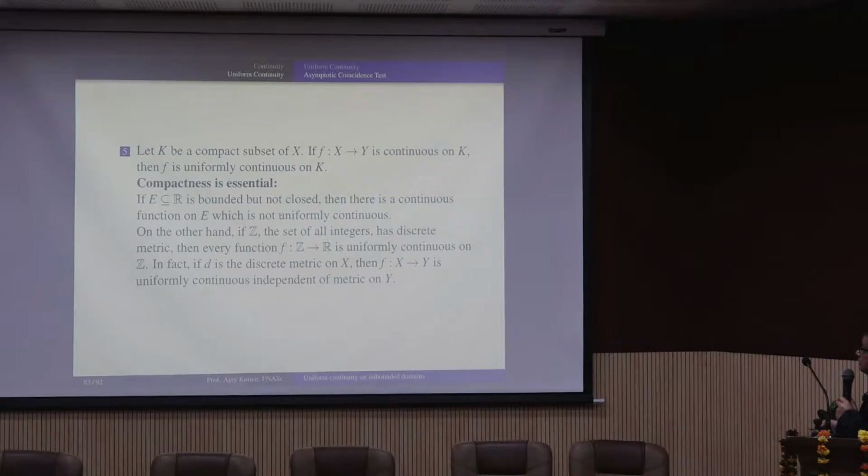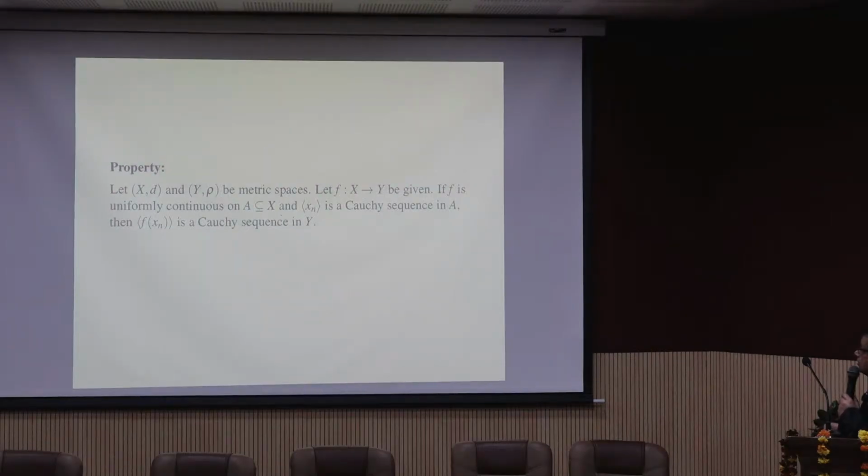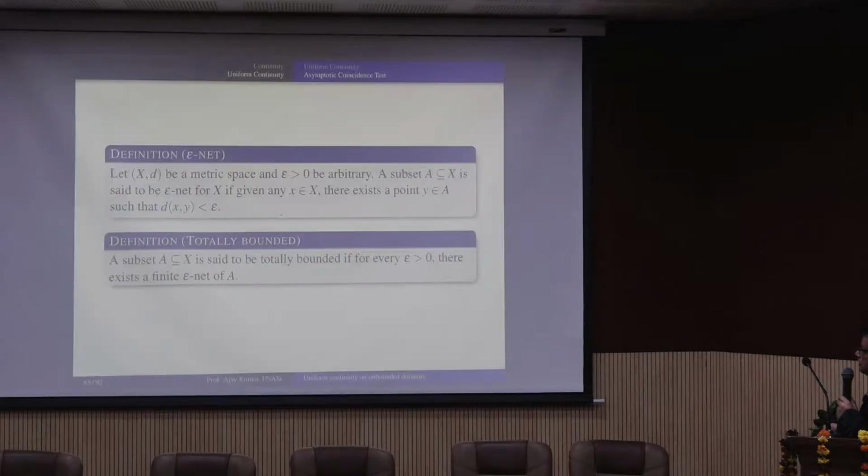So if K is compact, then of course every continuous function is going to be uniformly continuous. We have examples: if E is a subset of R that is bounded but not closed, then there is a continuous function which is not uniformly continuous. On the other hand, if Z is the set of integers with the discrete metric, then everything is uniformly continuous. And of course, a Cauchy sequence goes to a Cauchy sequence in this case.